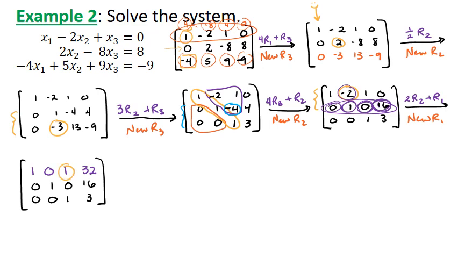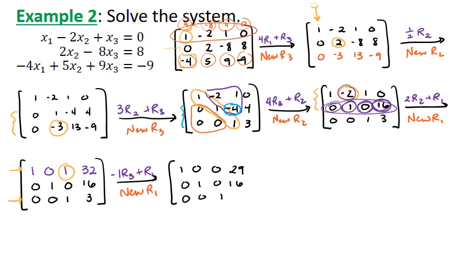Last thing we need to do is eliminate this. Looking at this, it appears that row 1 and 3 are the ones I want to manipulate. I'm going to multiply row 3 by negative 1 and add that to row 1 because I need row 1 to change. So this last operation gives us 1, 0, 0, 29, 0, 1, 0, 16, 0, 0, 1, 3.